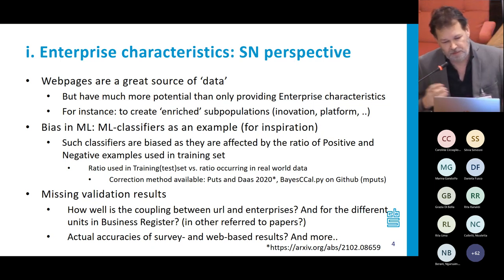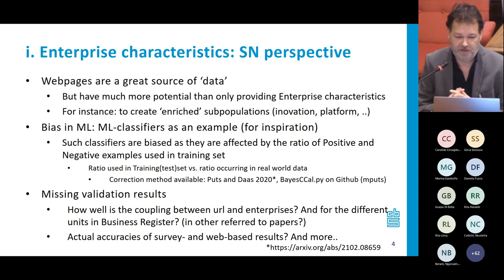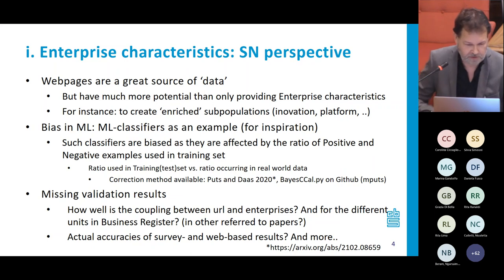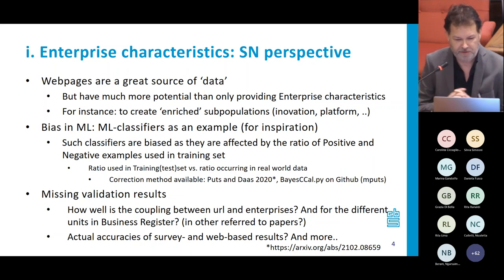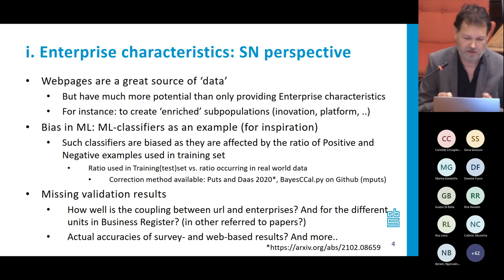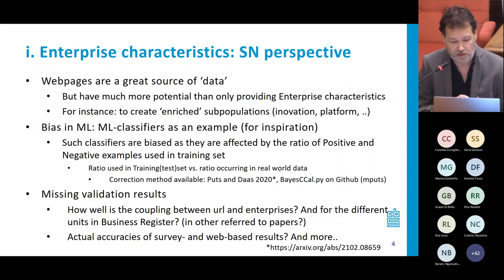The other thing is, if you develop a machine learning classifier, then depending on the data set you use, and if that's found data or a convenient sample, your machine learning classifier might be biased. That's mainly affected by the ratio of positive and negative examples. If you're talking about machine learning classifiers, there's a correction method available. My colleague has developed that. It's available on GitHub, and it automatically corrects for any bias caused by using a very strange ratio of positive and negative examples. Just to indicate that there's already work being done there.